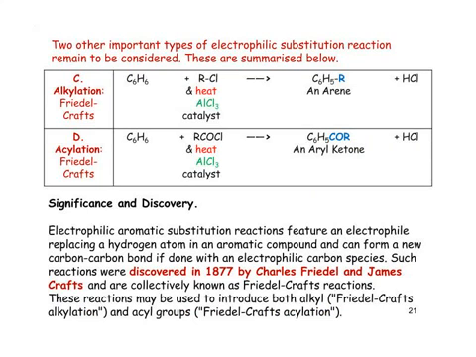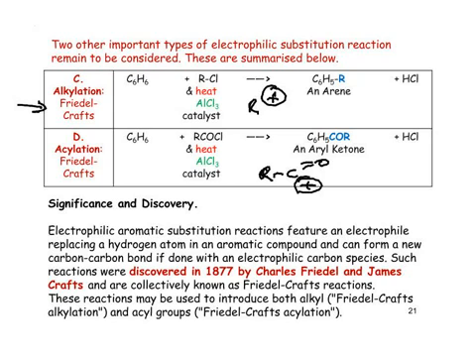Two other important types of electrophilic substitution that we've already touched upon: the idea of alkylation and acylation. These reactions are known as Friedel-Crafts reactions, where we use aluminium chloride to create the electrophile, which is either an alkyl electrophile or an acyl electrophile, such as can be represented by C double bond O with a positive charge.